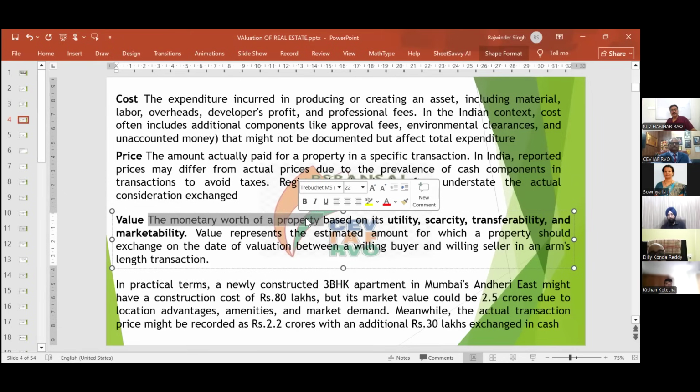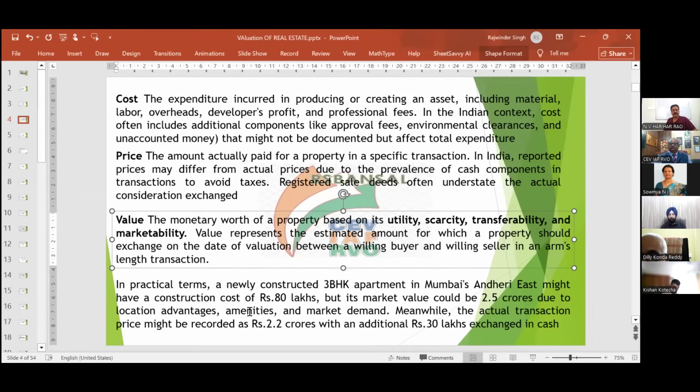And it is calculated on the basis of utility to a person, scarcity of that asset, ability to transfer the property, and marketability. We will study these things in the coming slides: what is utility, what is scarcity, what is transferability, and what is marketability. But as of now, you must understand these four things. On the basis of these four things, you will be calculating the value of the property.